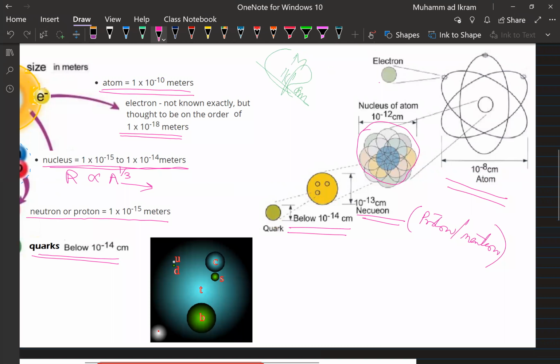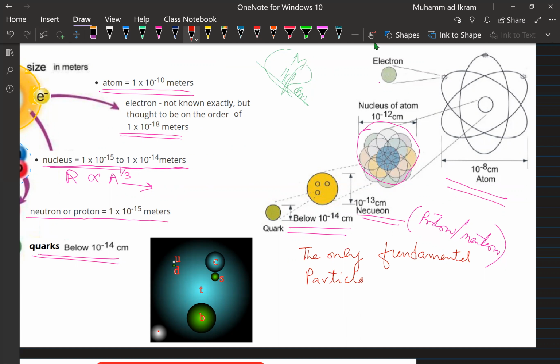Now I just want to write it here so that I may not forget it later: if we consider the fundamental particles, out of the three, electron, proton, and neutron that I talk about, the only fundamental particle is the electron.